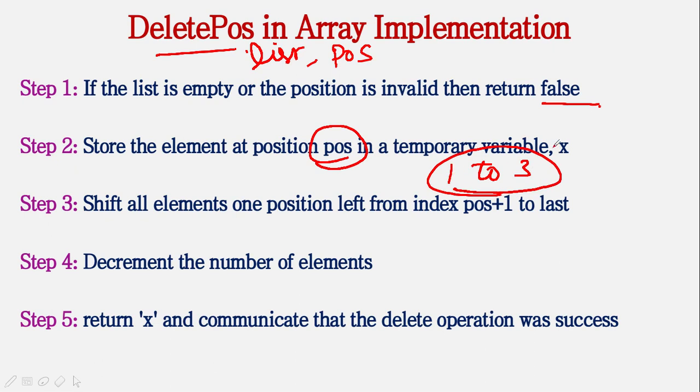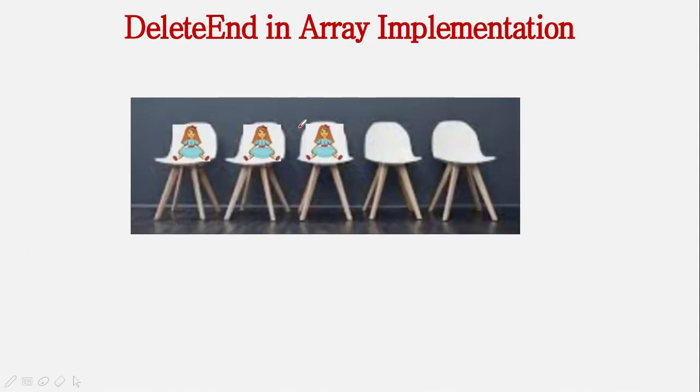You are going to first of all store the element at the position in the temporary variable, and then you have to shift the elements to the left. You start from position plus 1, and shift the elements to the left by 1 till the last element. Then we have to decrement the number of elements because we have removed one element from the list. So the total number of elements should be decremented. And next step is, we have to return x, and also we have to communicate that the delete operation was a success.